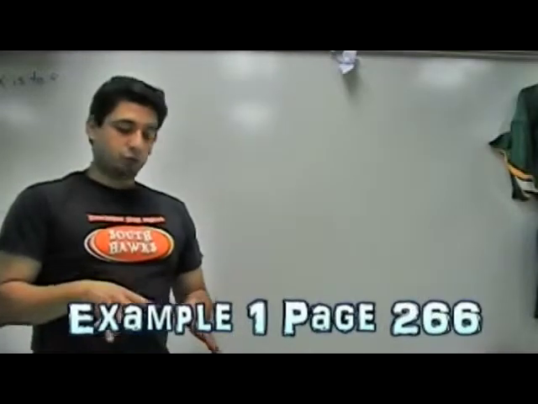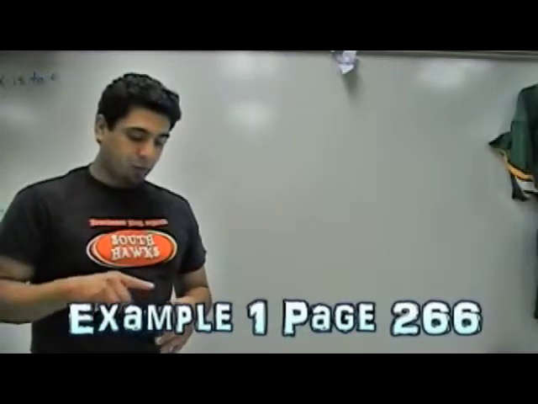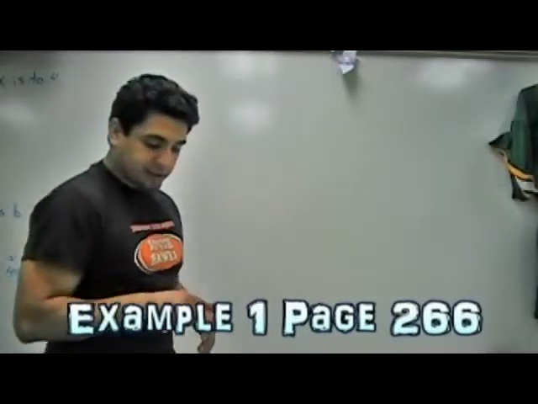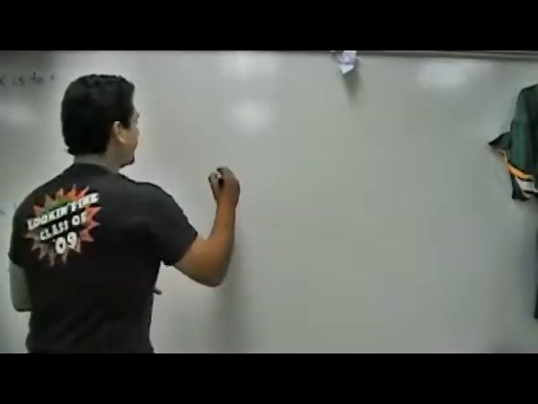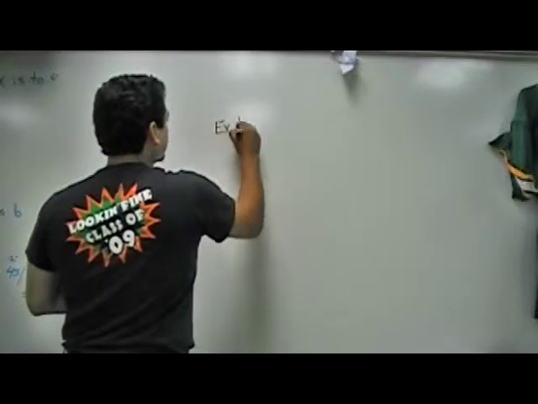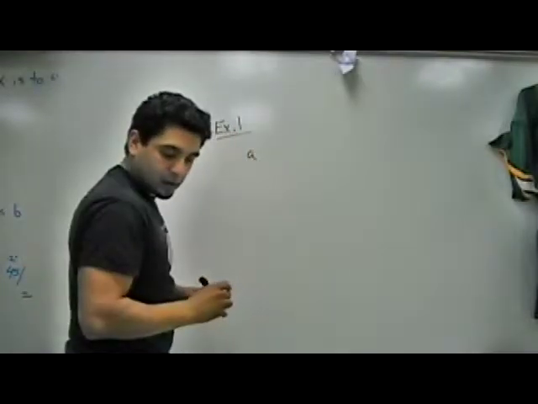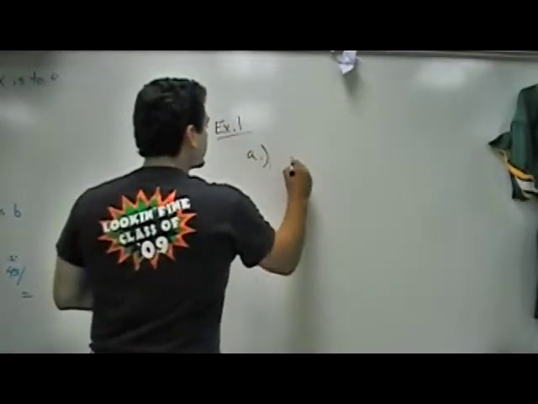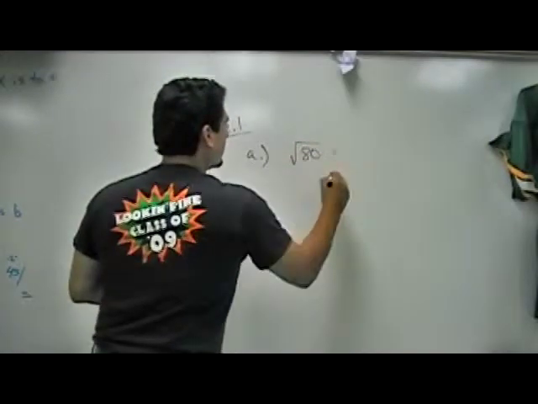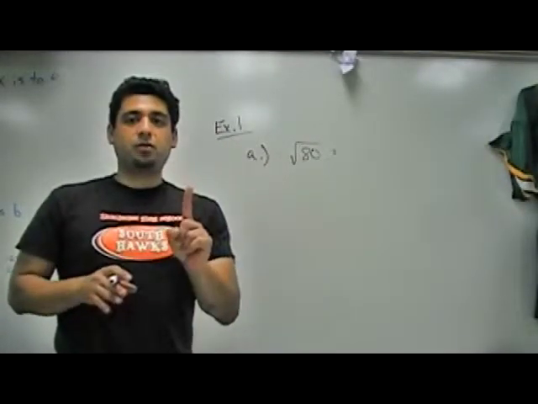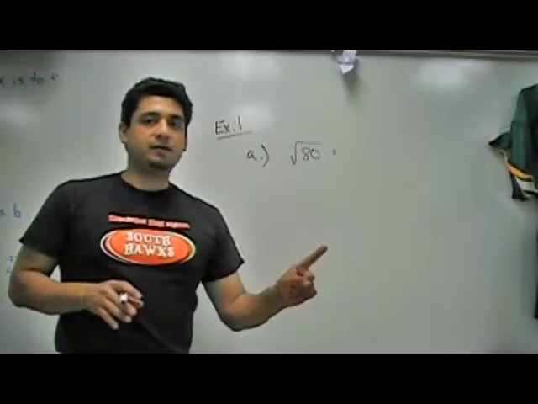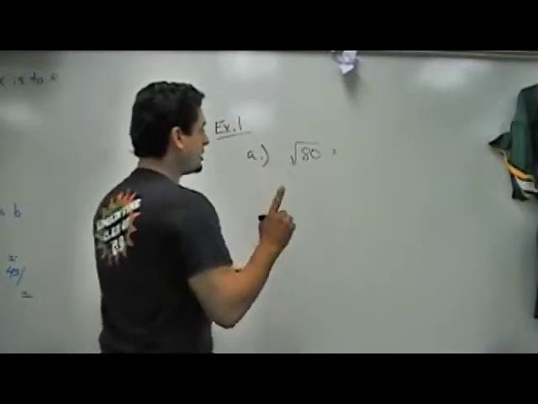Using these rules, what we're going to do now is do example number 1. Example number 1 on page 266 says we're going to simplify some expressions. So the first one we're going to simplify in our example number 1 is letter A, which says the square root of 80. Now the square root of 80 can be broken up into a perfect square times 5. That perfect square is this. This is our product rule.